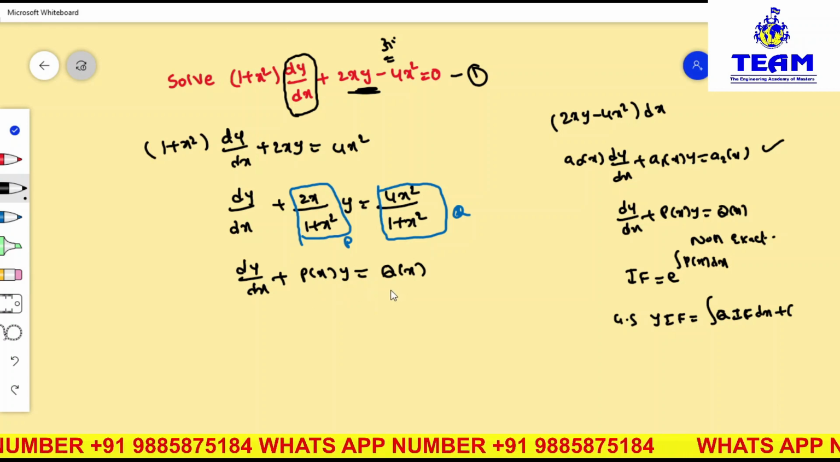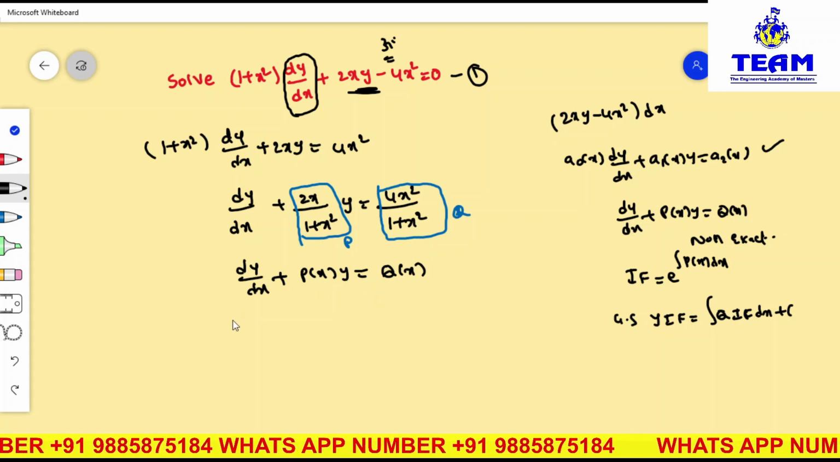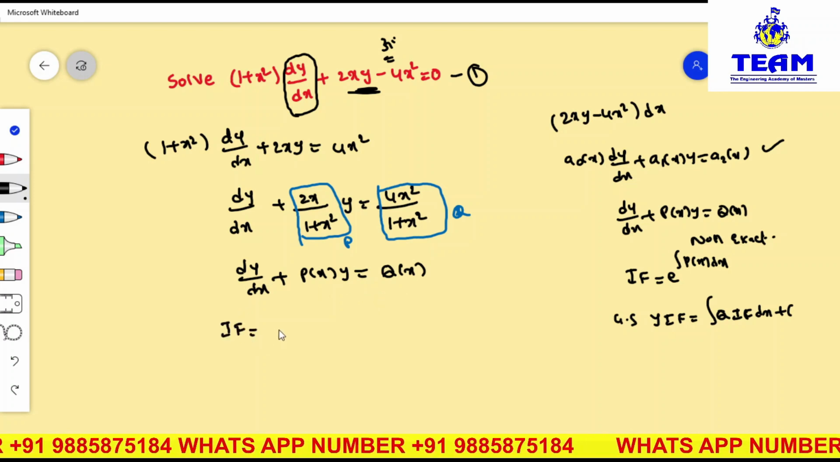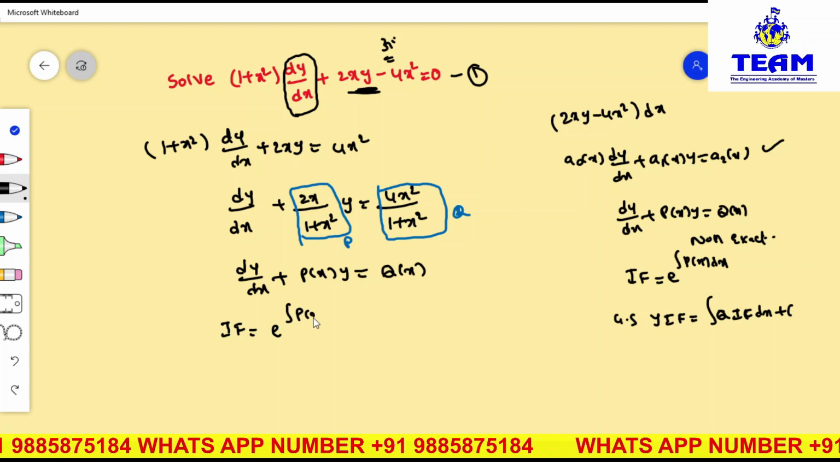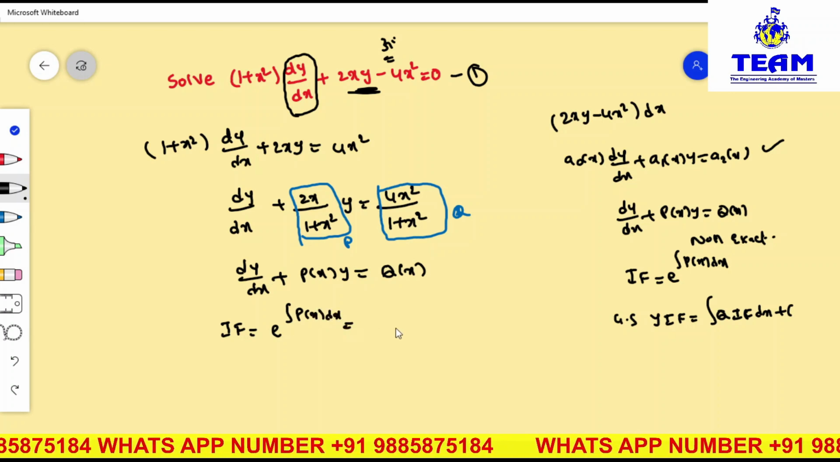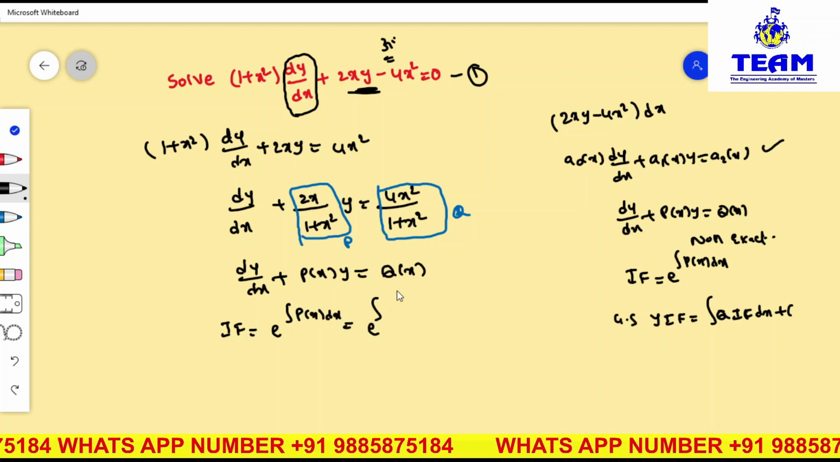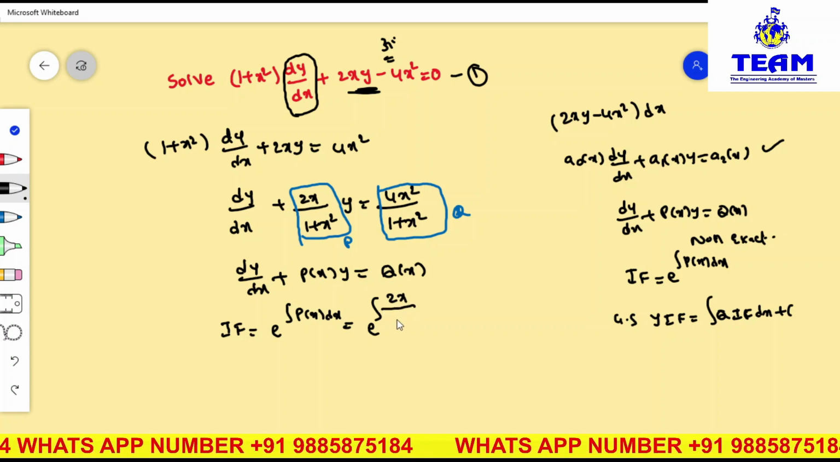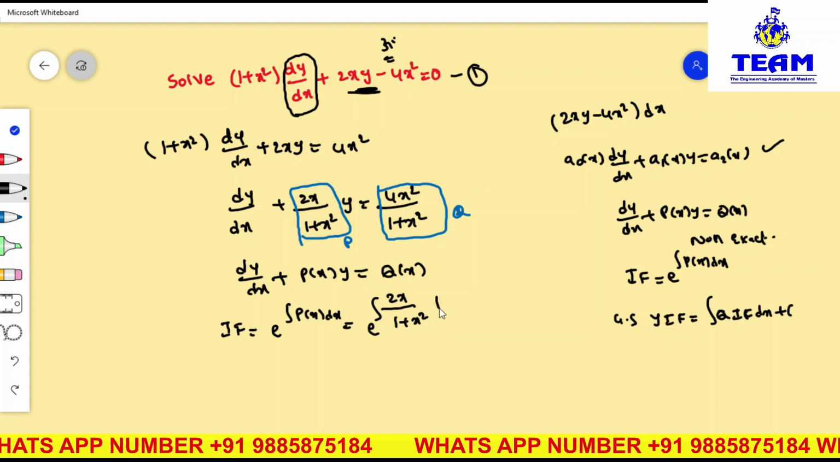So we have to multiply with the integrating factor. That integrating factor formula we have e to the power of integral p of x dx, that is e to the power of integral. What is the p of x here? You have 2x by 1 plus x square dx.